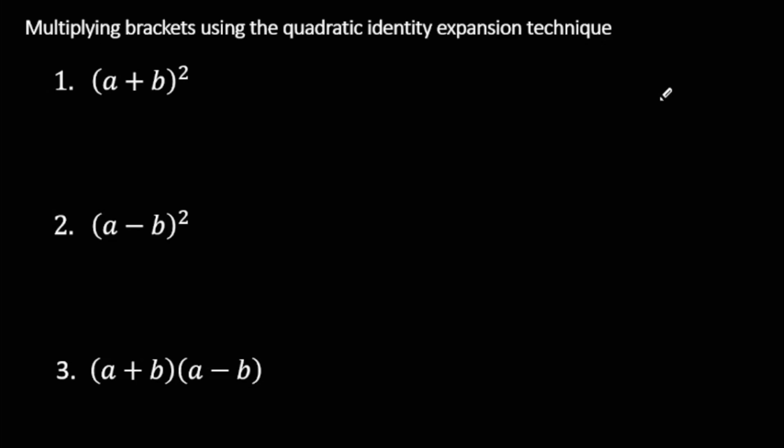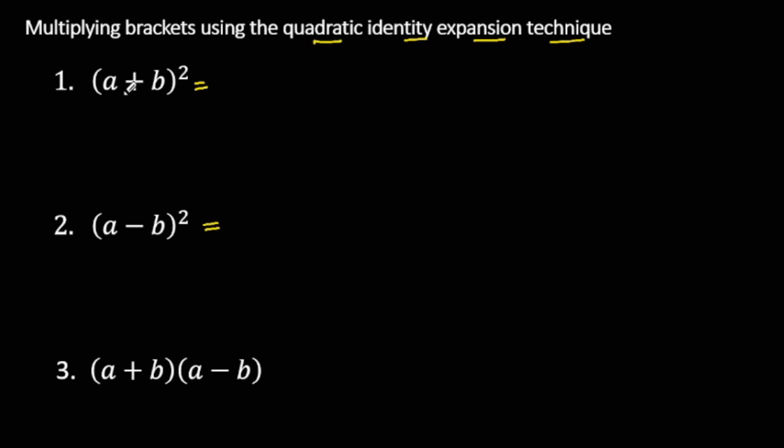In this lesson, we're going to learn about three quadratic identities that we can use when multiplying or expanding two brackets. This method is called the quadratic identity expansion technique. But before we learn that technique, we need to understand a couple of things. We need to understand what this means and what this means.